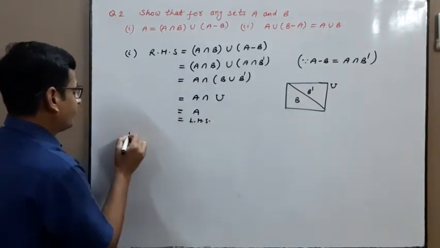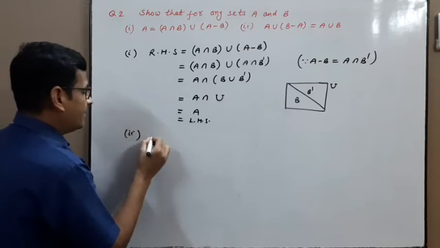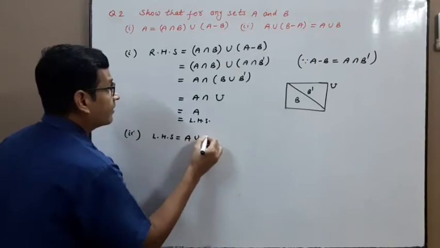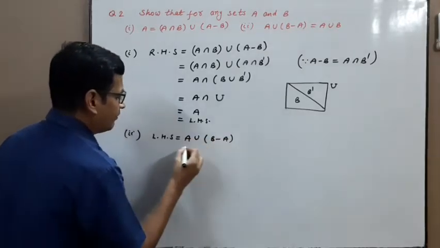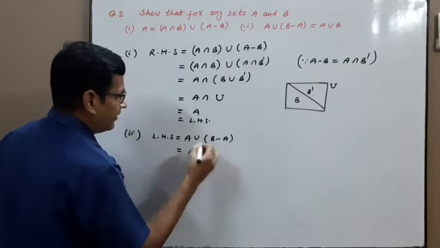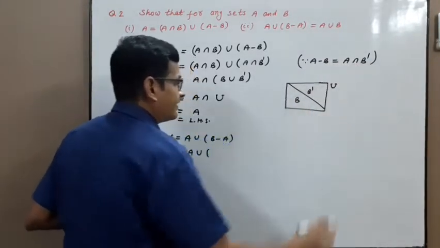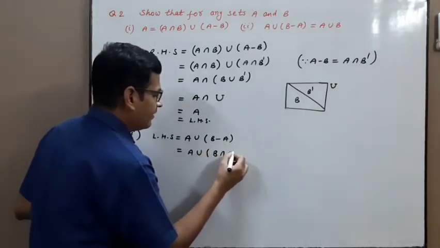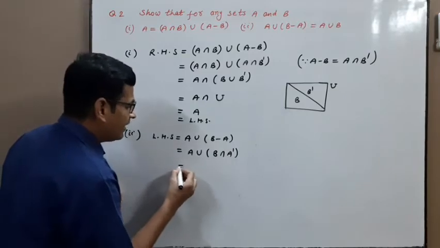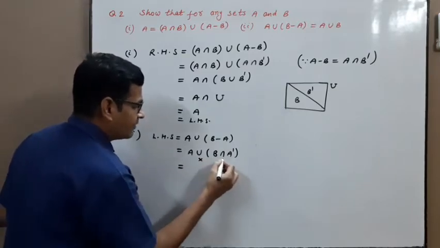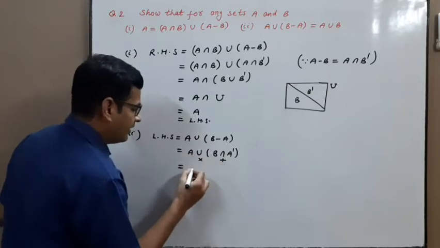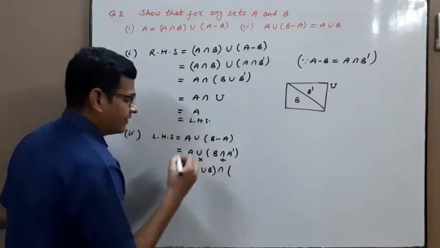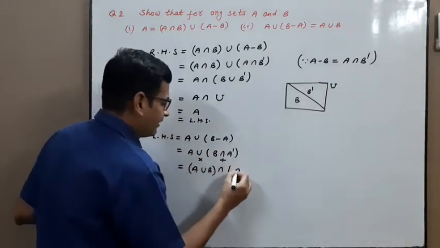Now second part. LHS equal to A union B minus A is equal to A union, apply same formula, A minus B equal to A intersection B complement. So B minus A means B intersection A complement. Now apply distributive law. This is into or this is plus. So A union B, plus means intersection, A union A complement.